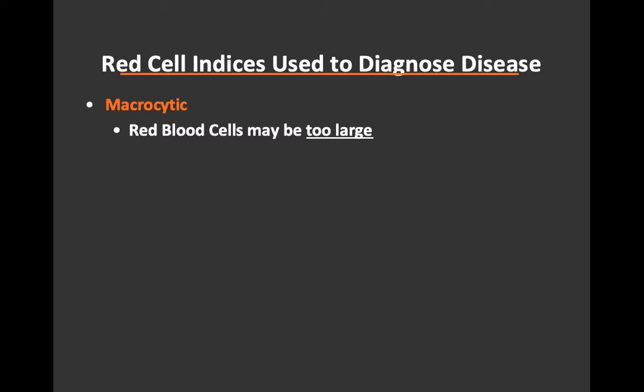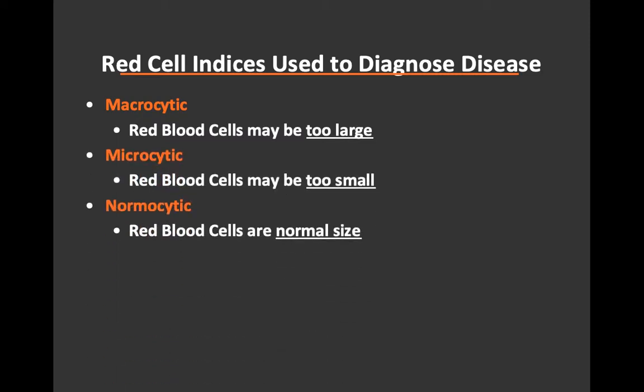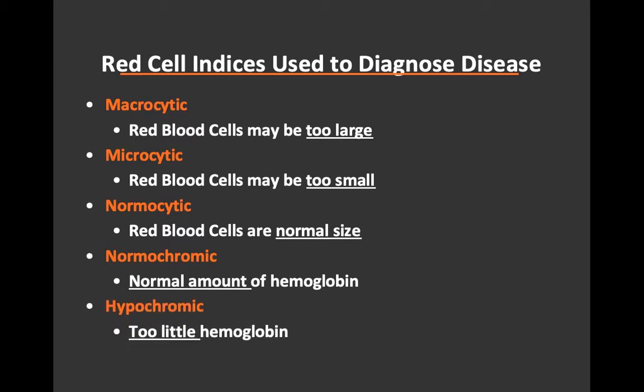So macrocytic, red blood cells that are too large. Microcytic, too small. Normocytic, just right. Normochromic has the right amount of hemoglobin. Hypochromic, too little hemoglobin.